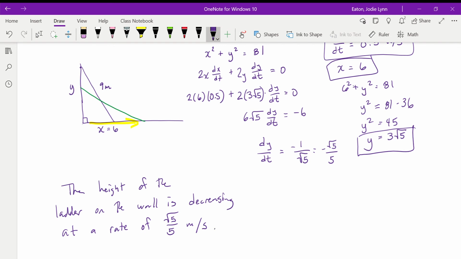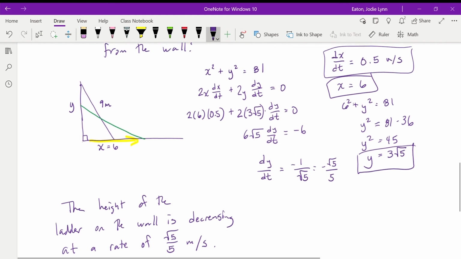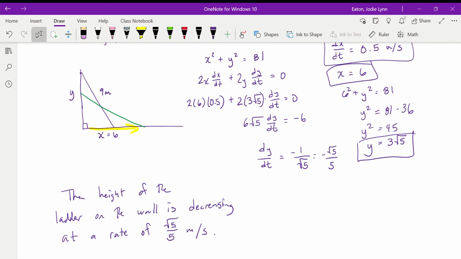Okay, and it may seem strange to you that the rate at which it's moving on the bottom is not the same as the rate at which it's moving on the top. But as you can see, when we take the derivative, if we have x squared plus y squared equals 81, the changes dx/dt and dy/dt are going to depend on x and y as well as the speed at which the other one is moving. So it also depends on what the current values of x and y are. So how far it's sliding down the wall is going to change how fast it's moving in either of the directions.